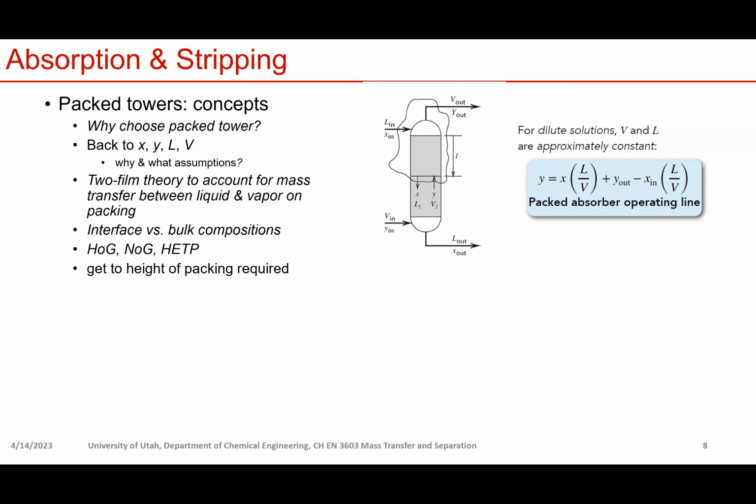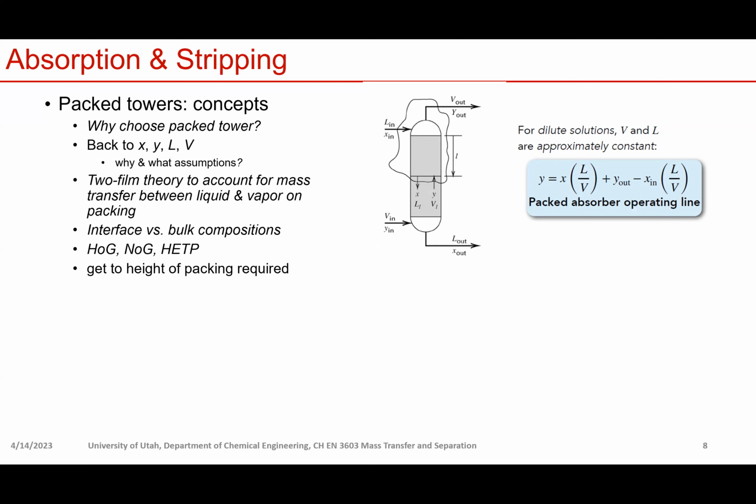Then for packed tower, similarly, the first thing is why we choose packed tower, right? So a couple of reasons here. One reason is in tray tower, the tray is typically made of stainless steel. And if you are dealing with very corrosive chemicals, stainless steel is not very good. So you have to use packed tower.